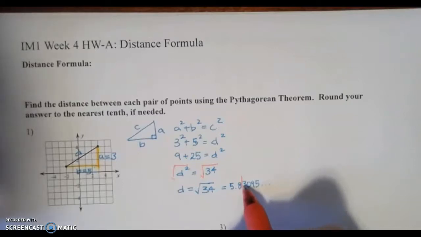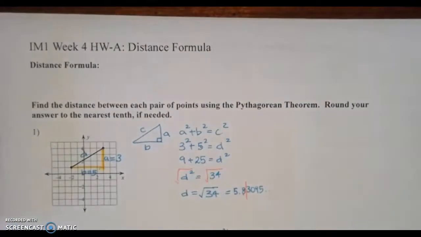Look at the 3. Is this greater than 5? If it's 5 or more, 5 or bigger, then we need to add 1 to the previous number. It becomes 5.9. However, this is 3. That means it's less than 5. So we don't have to do anything. We just need to cut it off.